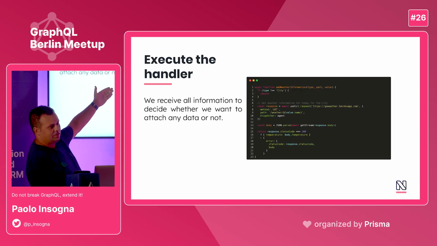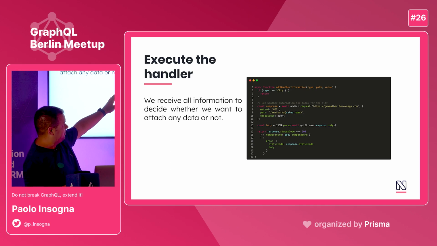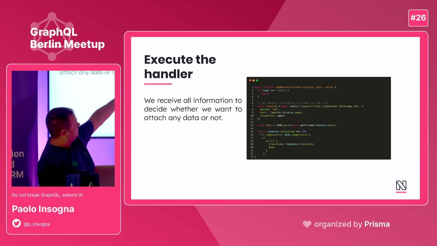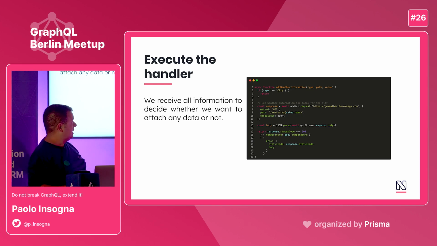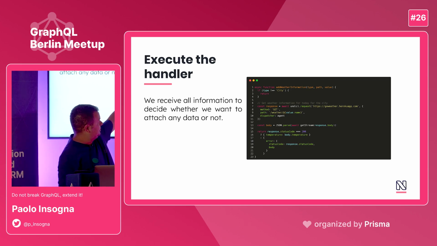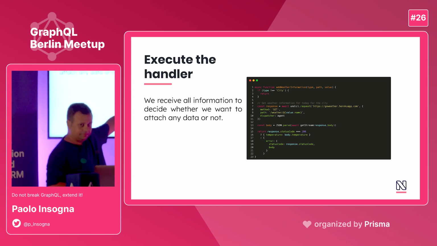And that's the handler. As you can see, the handler is very easy. In this case, I'm just checking if my type is not a city, I'm not adding anything. Otherwise, I do a very stupid HTTP request and eventually attach to the response. I can either return data, so temperature or whatever, or I can return the error.